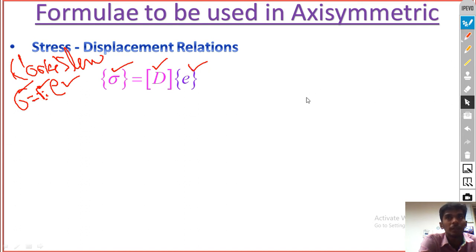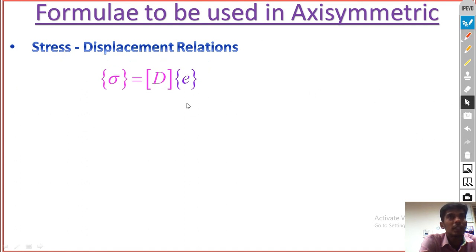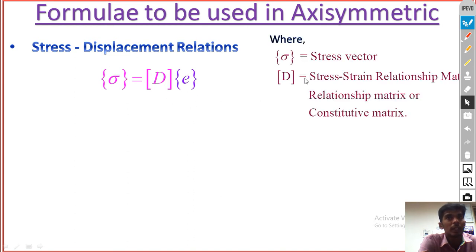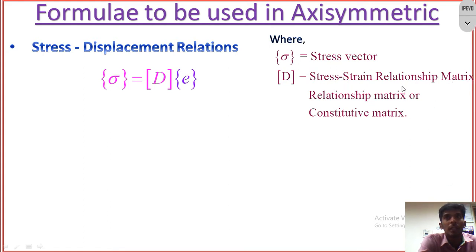Similarly, in the next formula, if you don't know the strain value, we can find the strain by using the coordinate system. Where sigma equal to the stress vector, D is the stress strain relationship matrix, or otherwise the constitutive matrix, and epsilon is the strain vector.